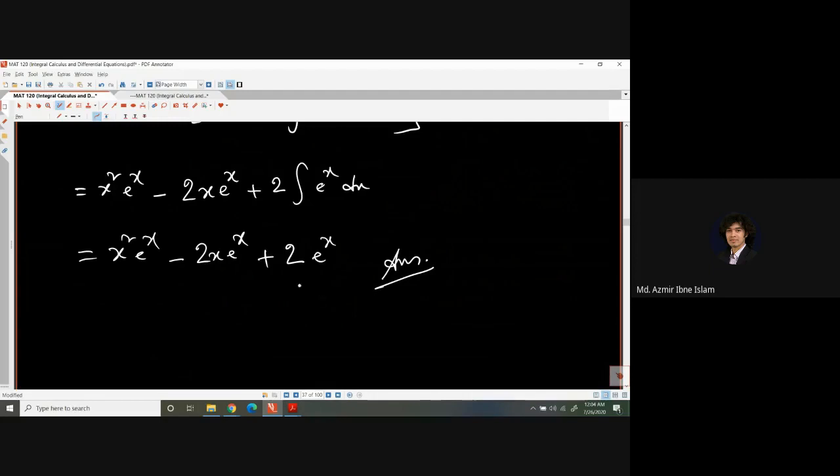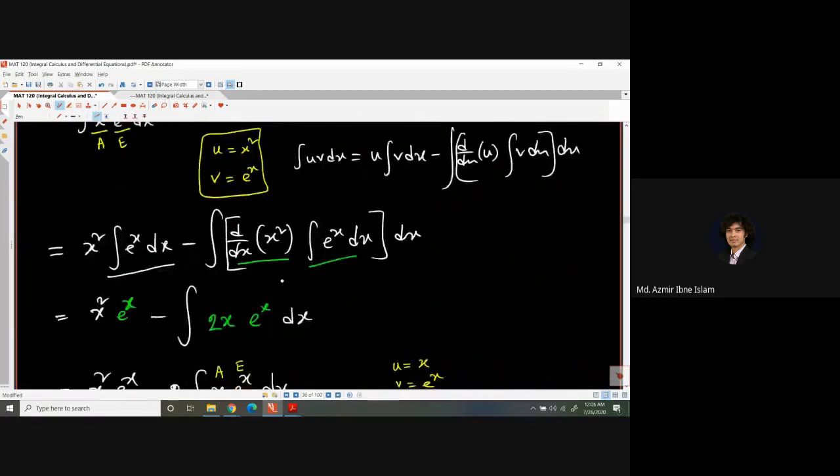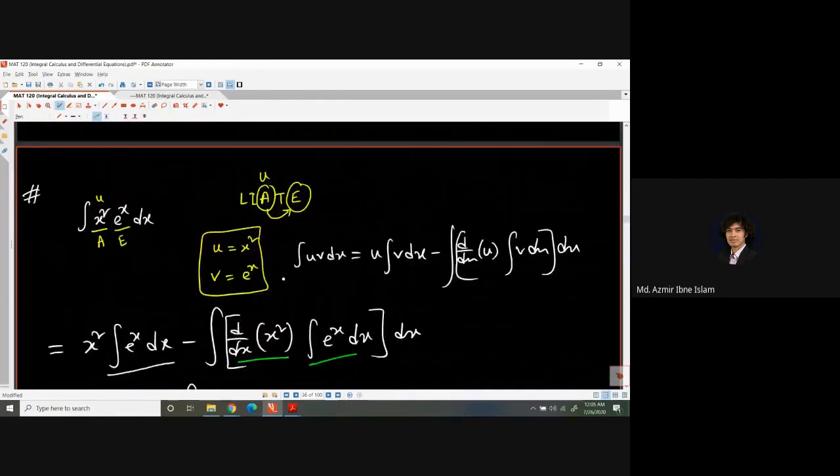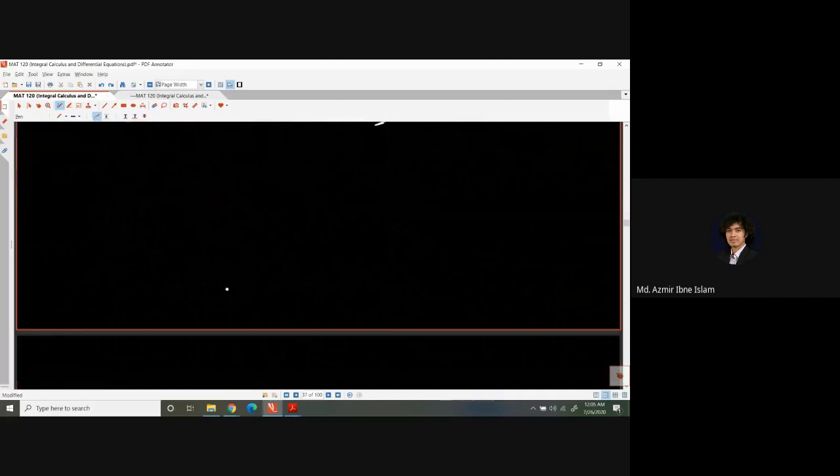So this is how we can apply integration by parts. Okay, so our target should be, at first, finding u by using the LIATE method, and then we can apply this formula. So now let's move to the tabular method.